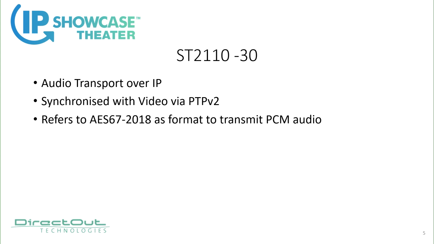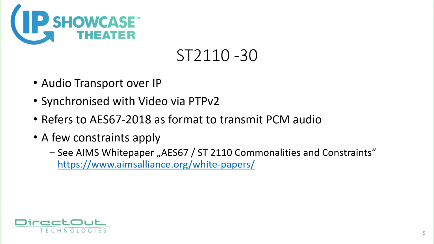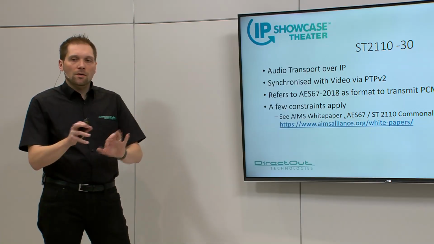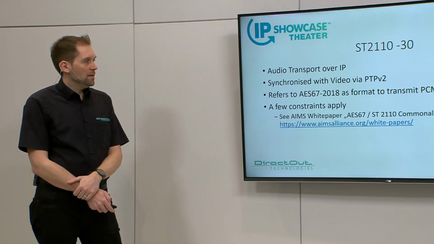It refers to AES67 in its latest revision from 2018. Last year the revision of AES67 has been published, and this audio format is to be used for -30 streams, although a few constraints apply. And there's a white paper actually on the AIMS website put together by Andreas Hildebrand, which is pointing out all these constraints and also the commonalities between those two standards. And it's a helpful document to really spot out the certain differences between 2110 and AES67 in detail.